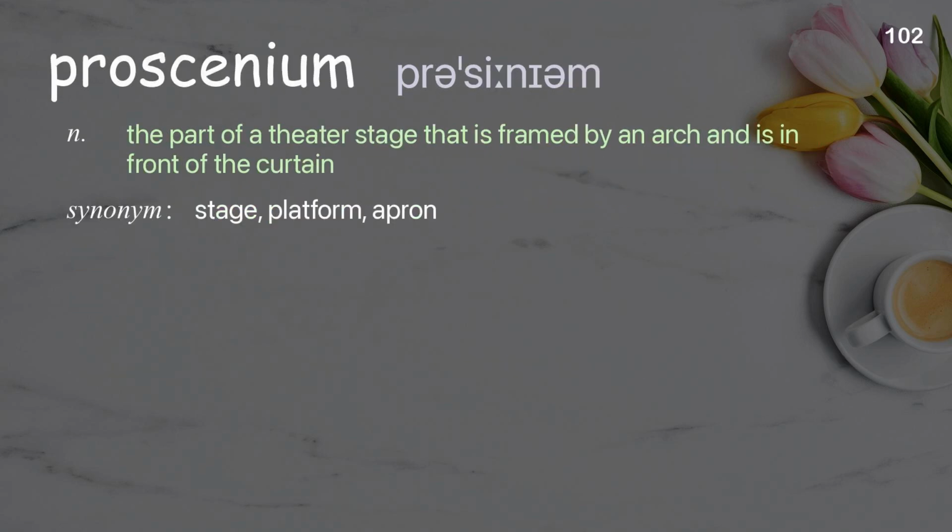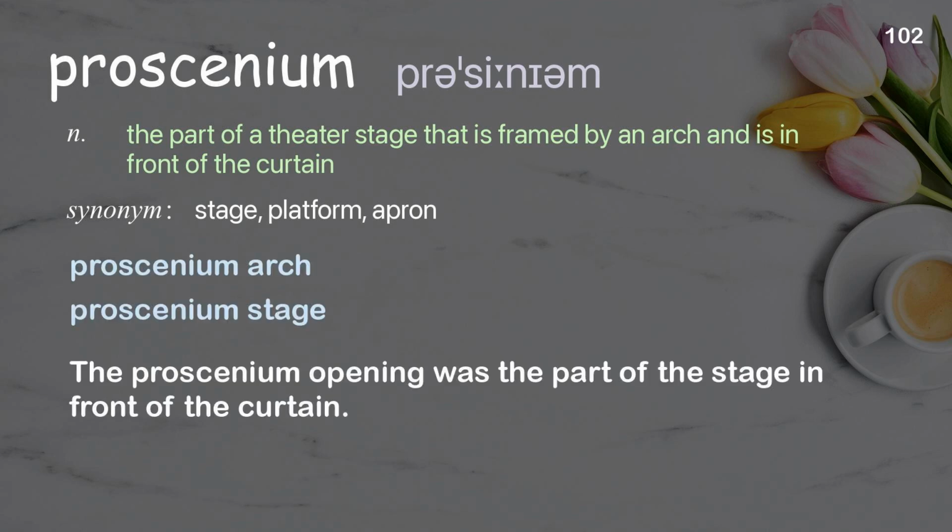Proscenium. The part of a theater stage that is framed by an arch and is in front of the curtain. Examples. Proscenium arch. Proscenium stage. The proscenium opening was the part of the stage in front of the curtain.